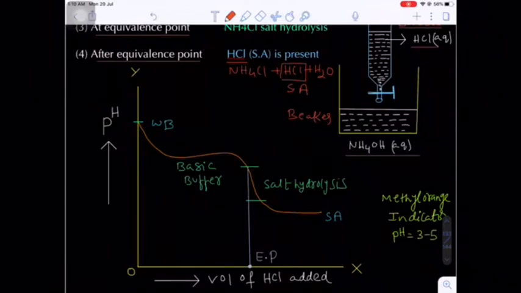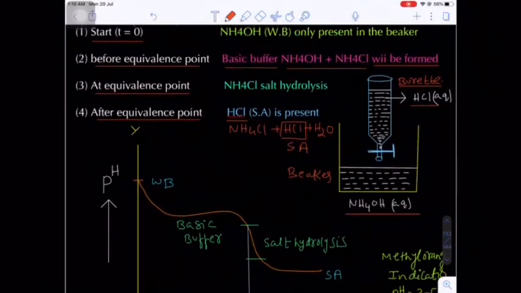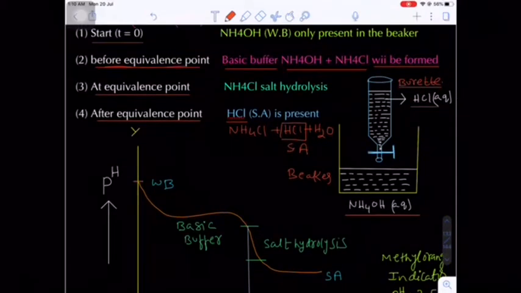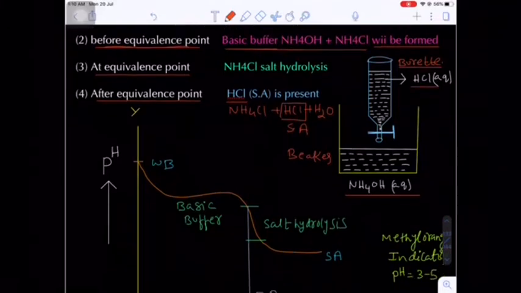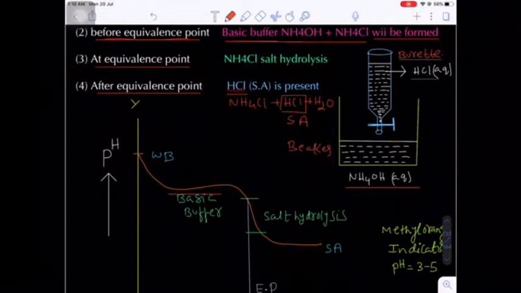Now initially we have ammonium hydroxide in the beaker. So in the beginning we have NH4OH, a weak base, and a weak base has a higher pH value, because the OH minus ion concentration is high. Now as we add hydrochloric acid drop by drop, before the equivalence point, what do we obtain? Basic buffer. Here there will be no significant decrease in the pH value, because a buffer solution resists the change in pH.